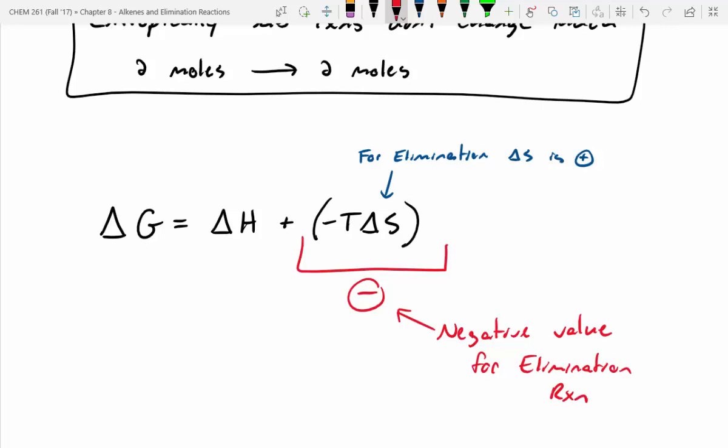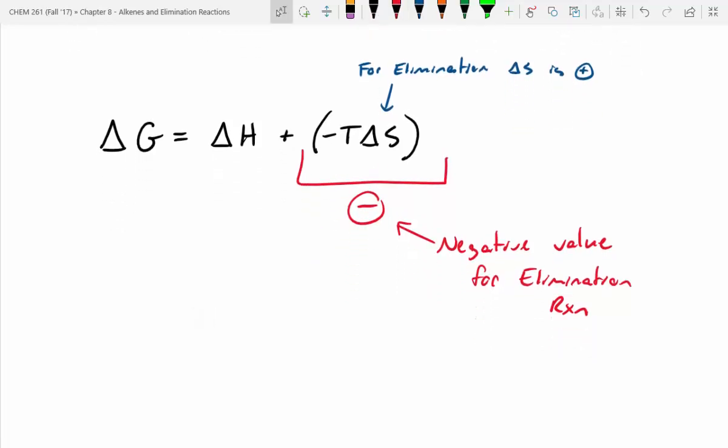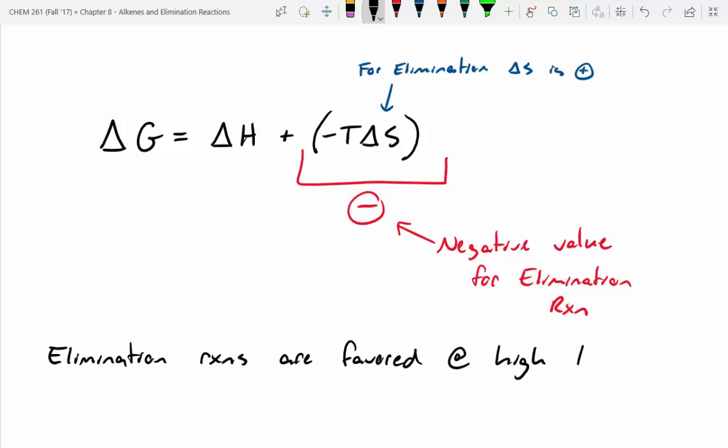So let's think about this, right? For a reaction to be favorable, do we want delta G to be negative or positive? Negative. In fact, we want it to have a pretty large negative delta G. That way we know it's going to be very spontaneous. So the best way to get it to be as negative as possible is to increase the temperature, right? So in this case, let's write that down as a note. Elimination reactions are favored at high temperature. Substitution reactions don't change much with the temp change.